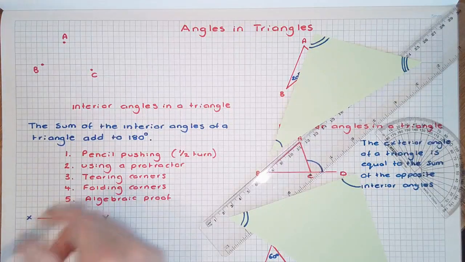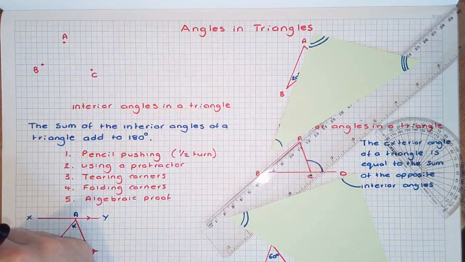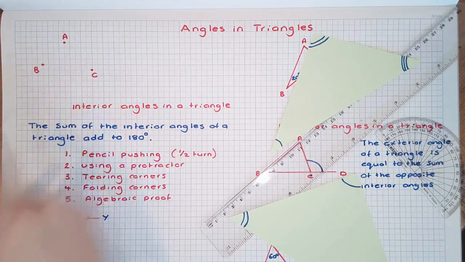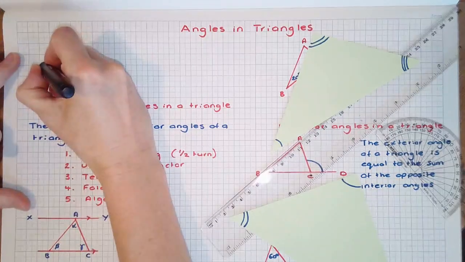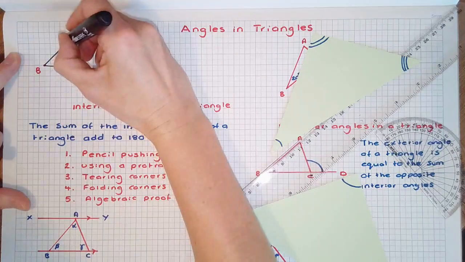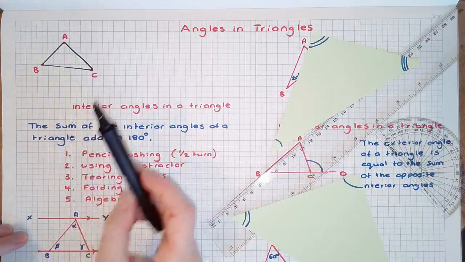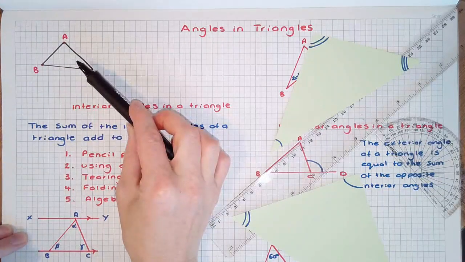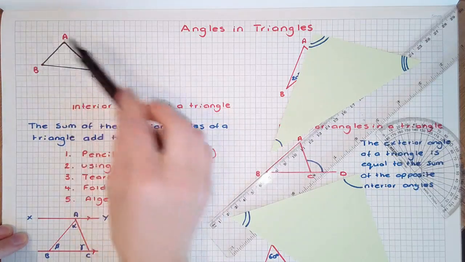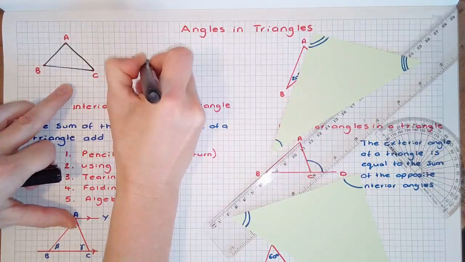In this video, we're going to have a look at angles in triangles. A triangle is formed by taking any three non-collinear points, say A, B, and C, and joining the intervals AB, BC, and CA to form a triangle. The intervals are called the sides of the triangle, and the points are called the vertices, or singular vertex. This triangle is called triangle ABC.